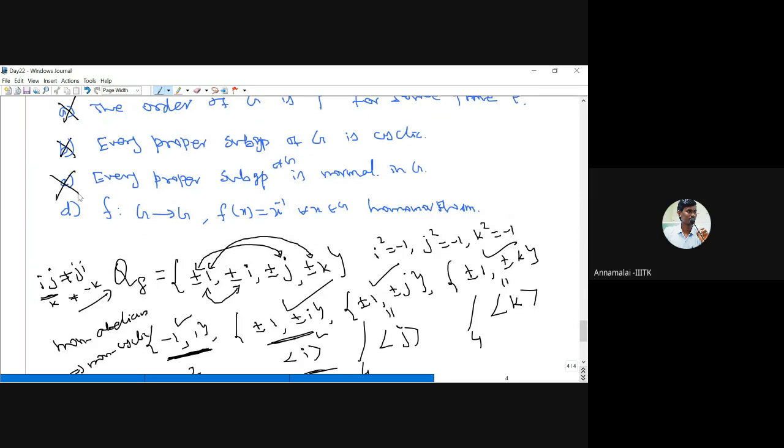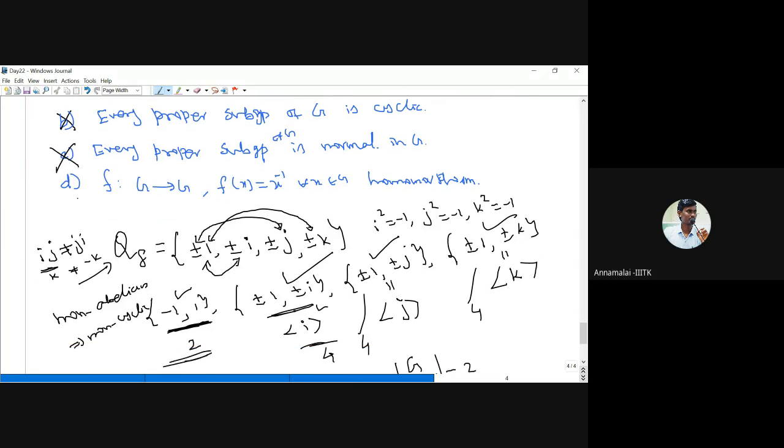This quaternion group is a very important group because it is an example for the second option as well as the third option. We eliminate the second and third options using this one single group. The group is non-abelian, but every subgroup is normal. The theorem says that if a group is abelian, then any subgroup is normal, but the converse need not be true. That is, all the subgroups are normal, but the group need not be abelian. This Q8 is an example for that.